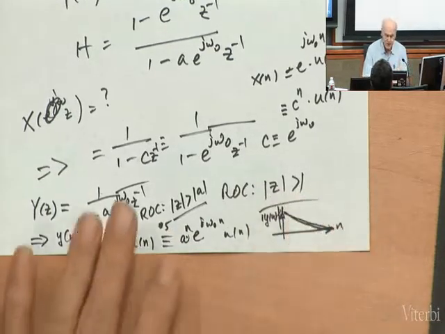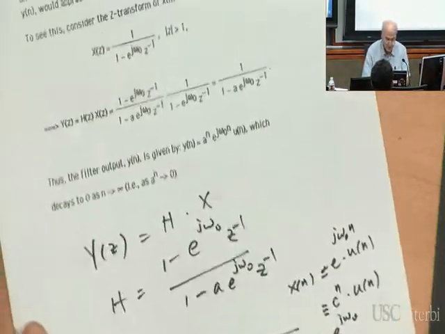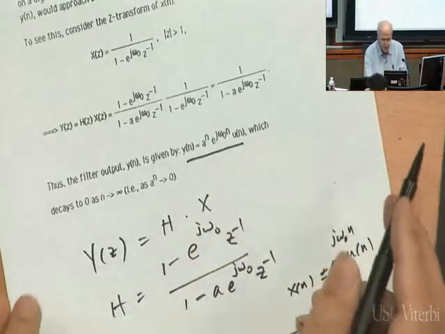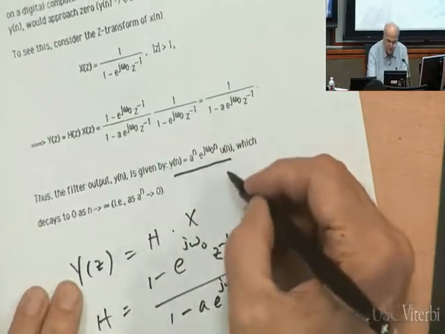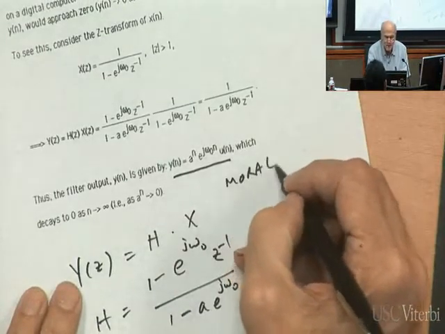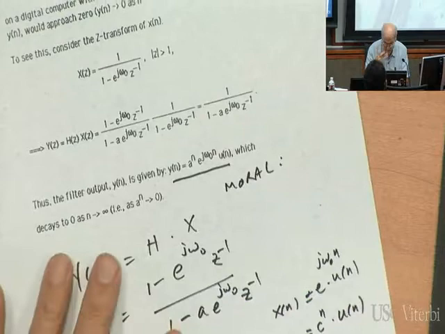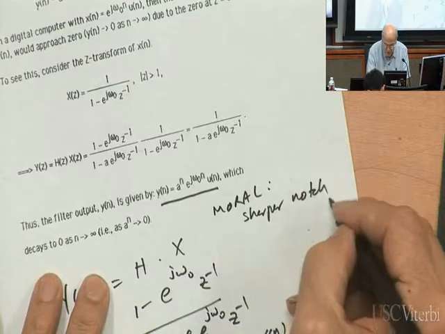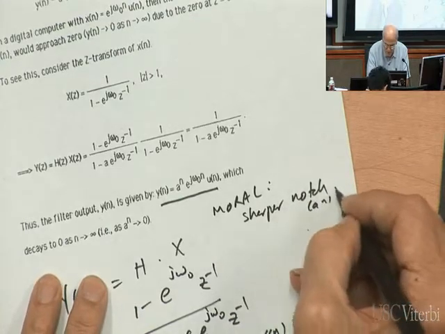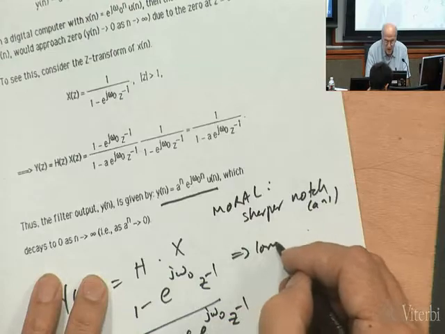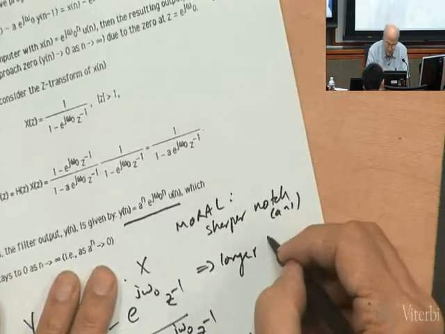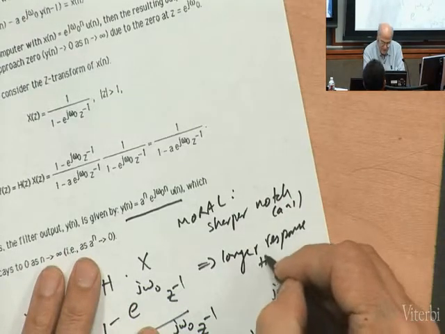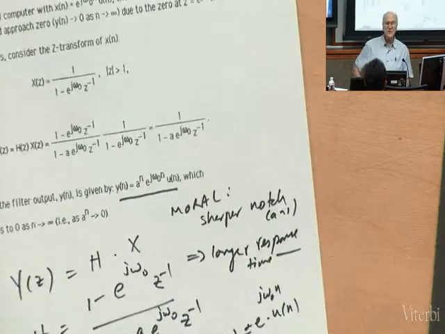So for the sharp notch, I'll go back to my notes actually. Thus the filter output is this, which decays to 0 as n goes to infinity. The moral, this is the difference between time and frequency domain. Sharper notch, that's a approximately 1, implies longer settling time or response time, longer response time. So it's just something to keep in mind.